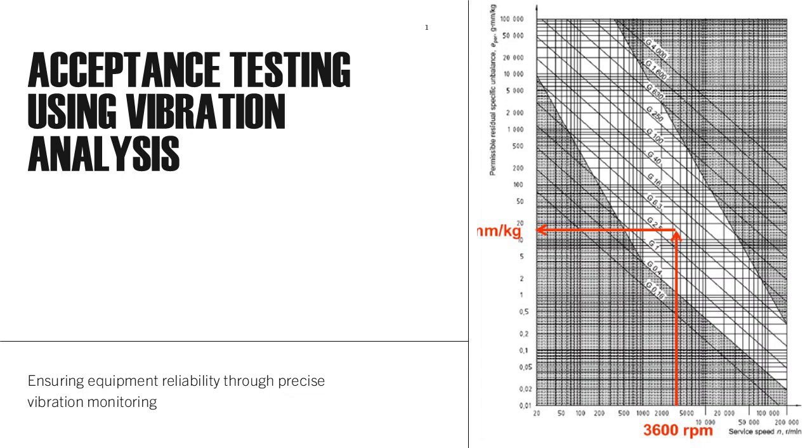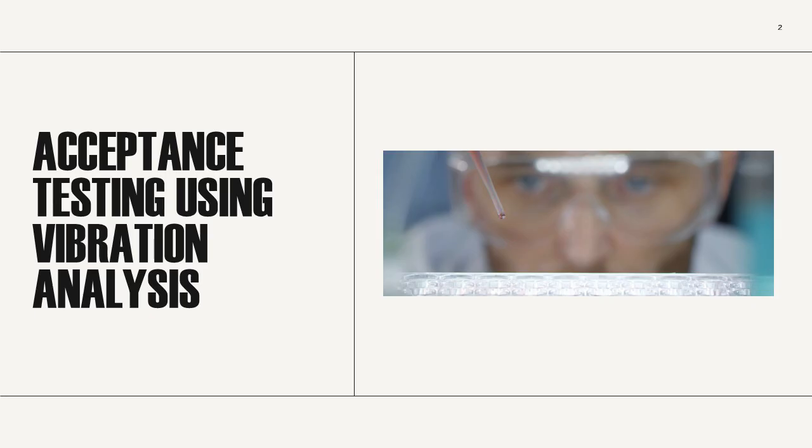Acceptance testing using vibration analysis, ensuring equipment reliability through precise vibration monitoring. Introduction to acceptance testing, importance of acceptance testing in industrial plants, acceptance testing for new and overhauled equipment, role of vibration analysis in acceptance testing, ISO standard supporting acceptance testing, setting vibration limits for acceptance, acceptance test planning and procedures, baseline measurements and data comparison, common reasons for acceptance test failure, key takeaways and engineering best practices.